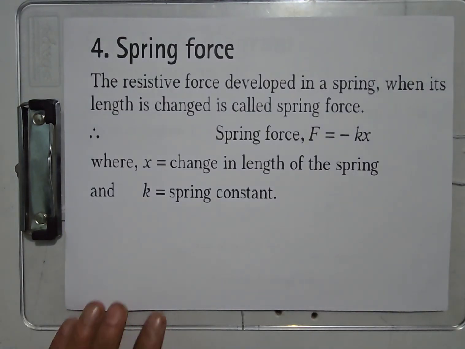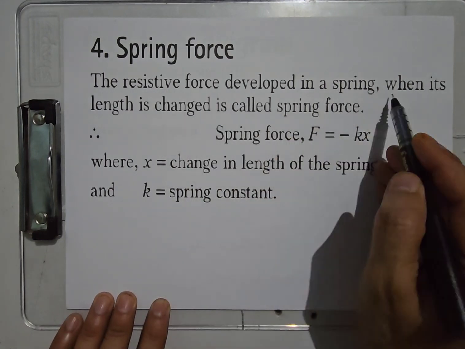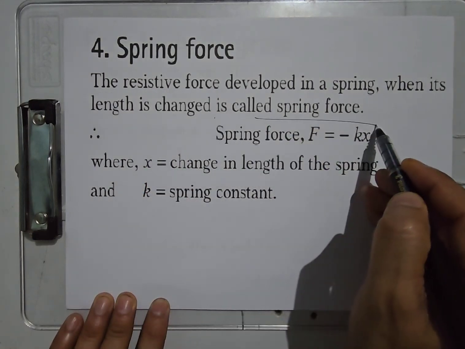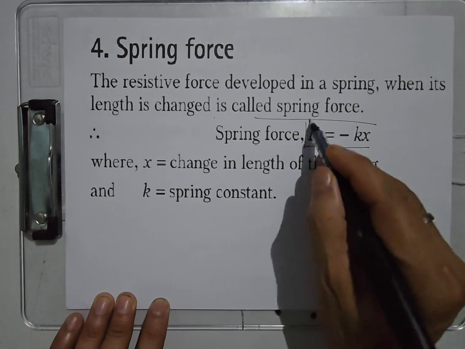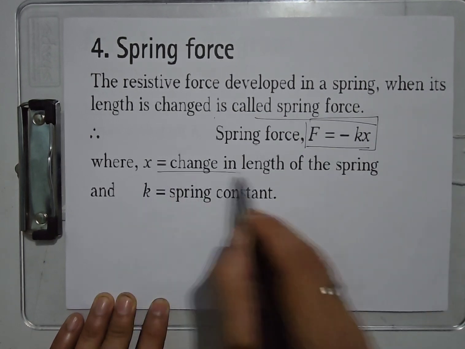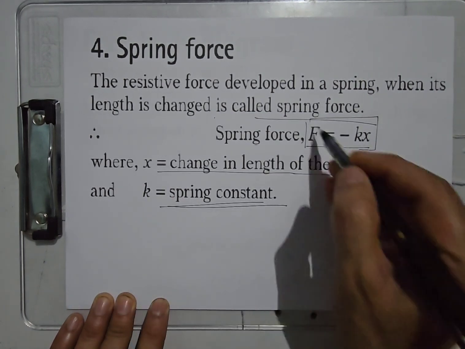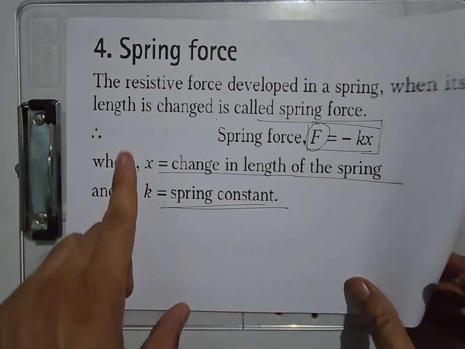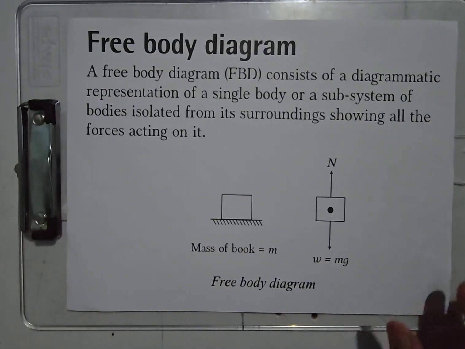Now the fourth one is spring force. What is spring force? The resistive force developed in the spring when its length is changed is called spring force. Okay, spring force is nothing but F, which is minus K into X. Now X is the change in the length of the spring and K is the spring constant. This F is called the restoring force. Okay, so this is spring force. Simple. Okay, now see what is free body diagram.